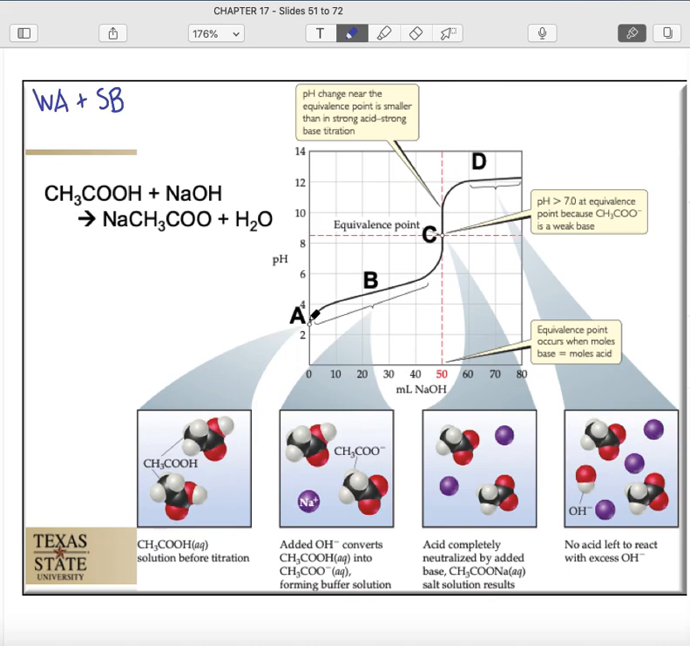The first region, A, is actually the starting point where we have added 0 milliliters of the titrant, 0 milliliters of sodium hydroxide. And so because of that, all that we have is the weak acid. Since it is a weak acid, we can't just calculate the pH by taking the negative log of the concentration of the acid, because remember that the acid only partially dissociates, and so the concentration of hydrogen ions is going to be much lower than the concentration of the acid itself.